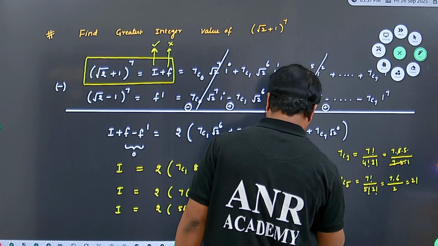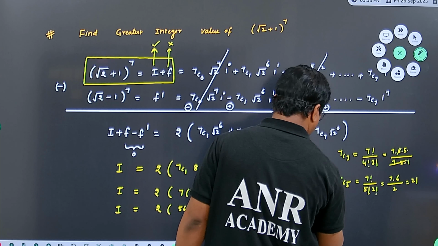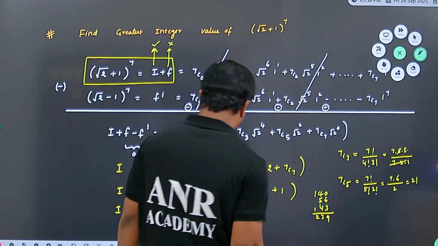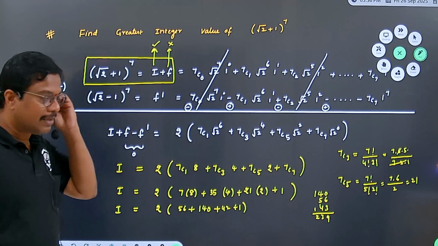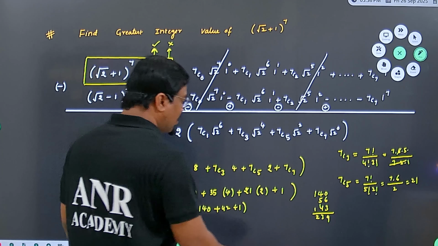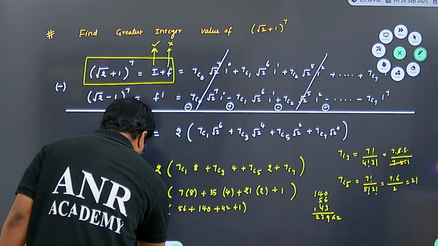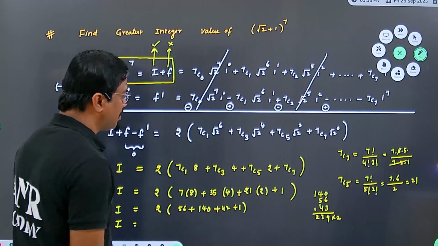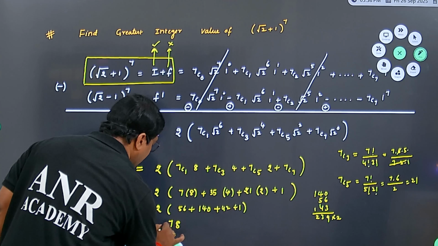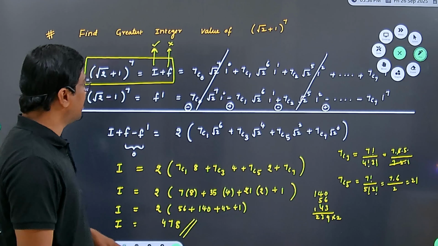Now 140 plus 56 plus 43, that is 239. 239 multiplied by 2 gives the result, the I value becomes 478. Finally you got 478 as the answer.